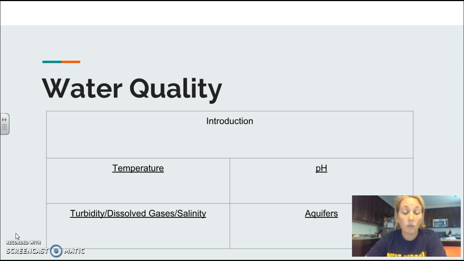You are not required to make a data table like this. You can do your notes any way you want. I just thought this might be an idea to keep your notes organized. So we're going to start with just an introduction on what water quality is.